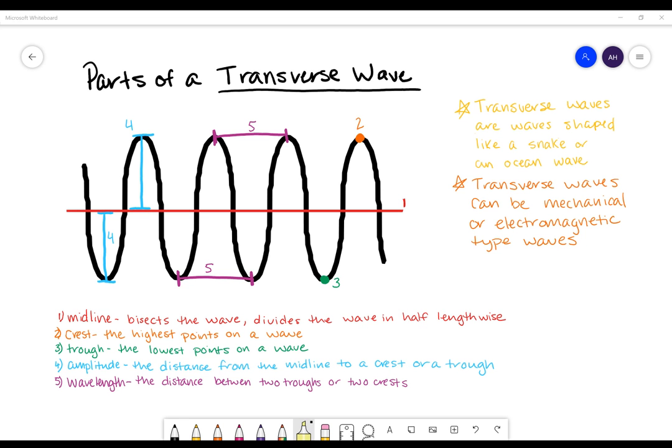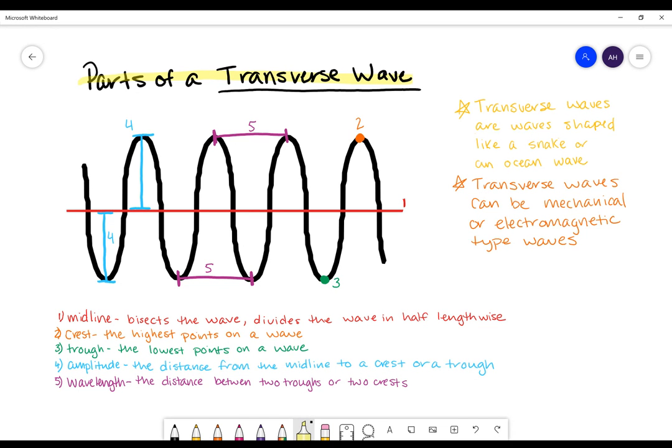All right, guys, this video is going to tell you the parts of a transverse wave. A transverse wave is shaped like a snake or like an ocean wave, just like that diagram you see on your screen. Transverse waves can also be either mechanical or electromagnetic type waves, so they can be both.